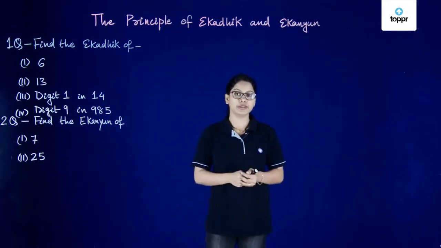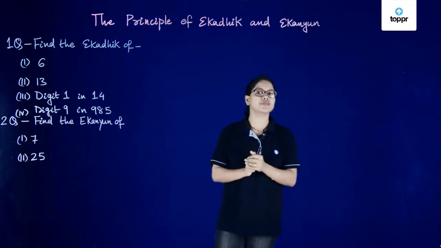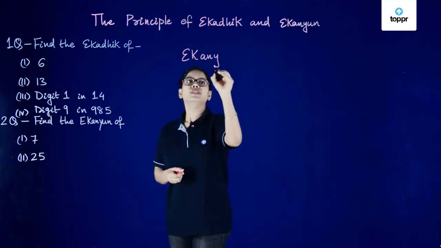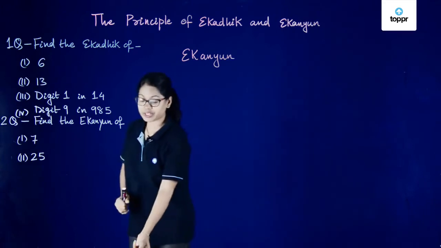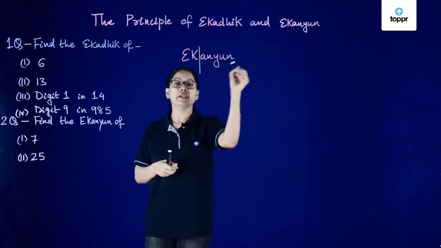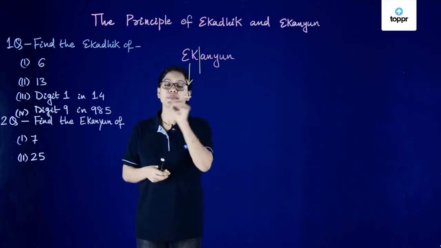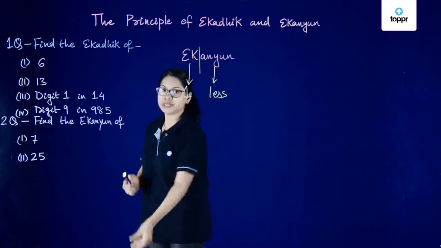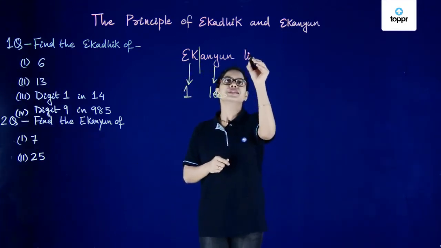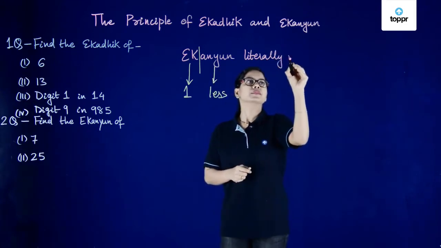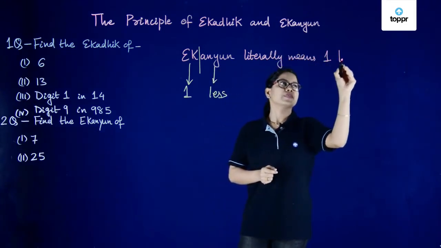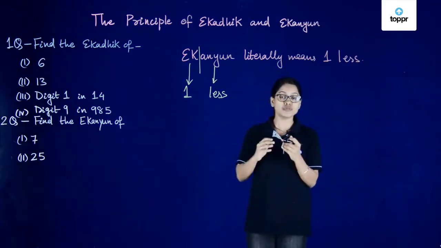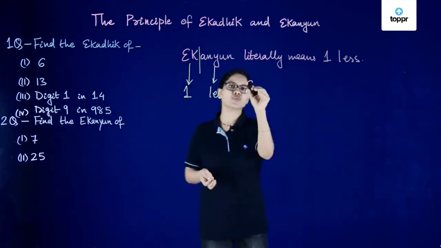Now that we know the meaning of Ekadhik, let's try to understand the other word that we are looking into today, that's Ekanyun. In the same way, if we divide the word Ekanyun, it can be divided into two parts, Ek and Anyun. Now, what is the meaning of Ek? Ek means one, we know that. Now, Anyun means less. So, if we literally translate the word Ekanyun, it literally means one less. So, whenever we are asked to find Ekanyun of a number, we are actually being asked to find 1 less than the number.